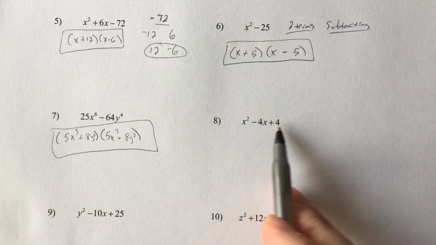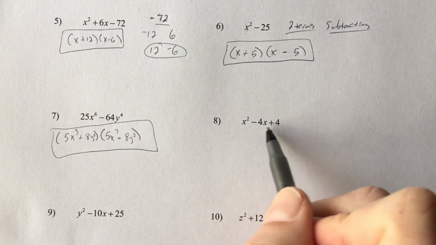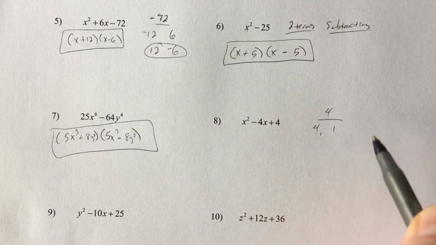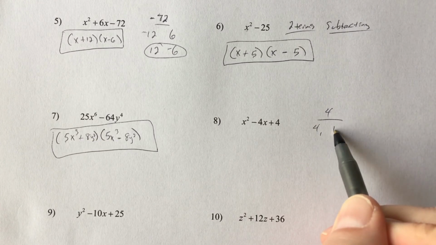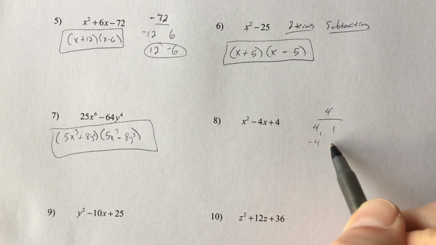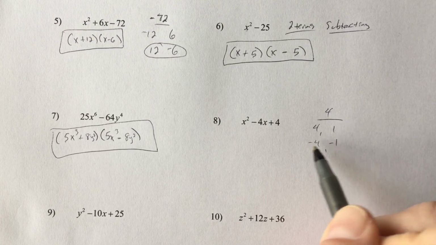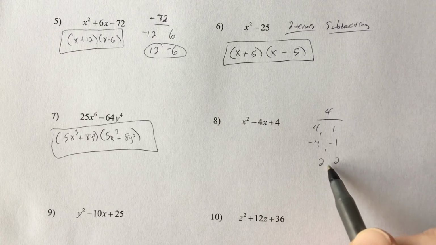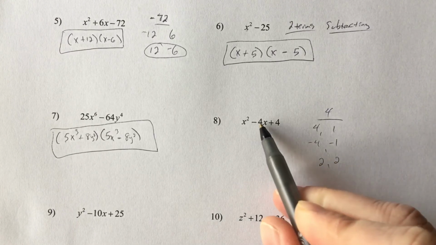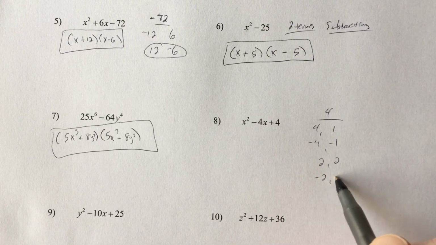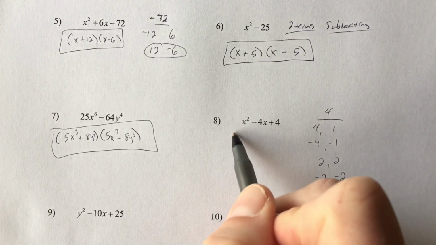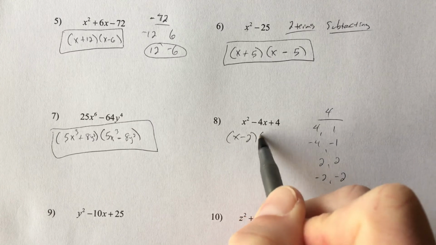Okay. On this one, I need two numbers that multiply to equal 4 and add to equal negative 4. So first off, you think of 4 and 1. But 4 plus 1 is 5. If I made it negative 4 and negative 1, that adds up to negative 5. And so the only other option for us is 2 and 2. If I add that up, that's positive 4. I want it to be negative 4, so I'm going to make it negative 2 and negative 2. So I get x minus 2 times x minus 2.